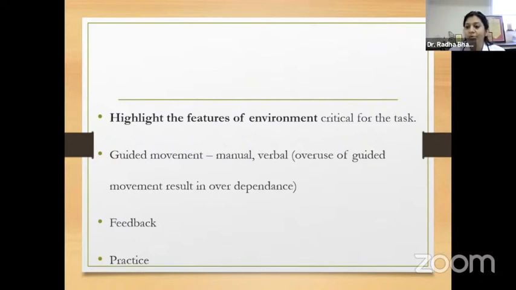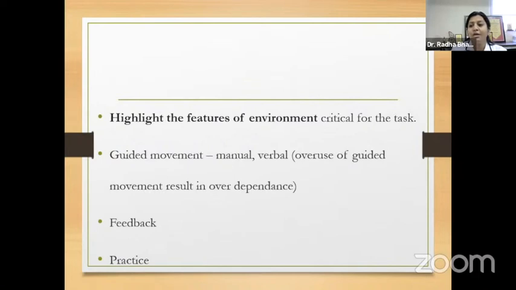The only thing that you need to look at now is the height from which you are getting up. So maybe the effort required will be more. The point to be emphasized is that as the height has decreased, you will need to put in some more effort. So that is how you highlight the features of the environment.